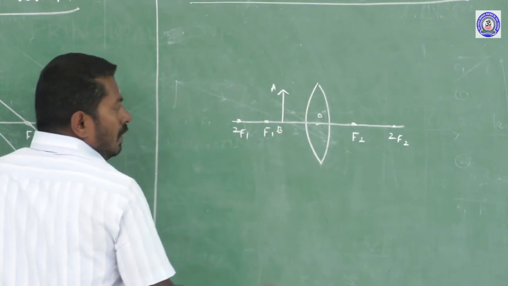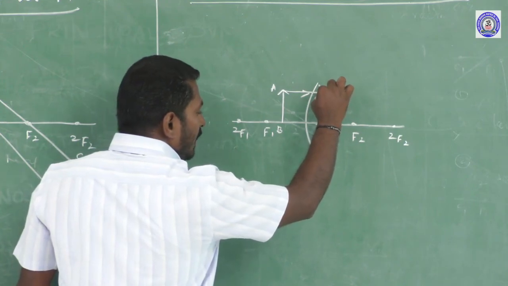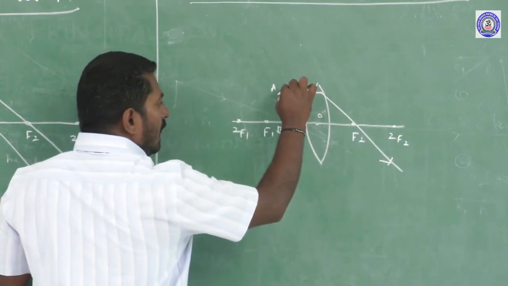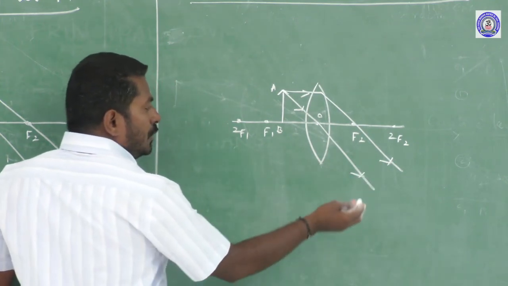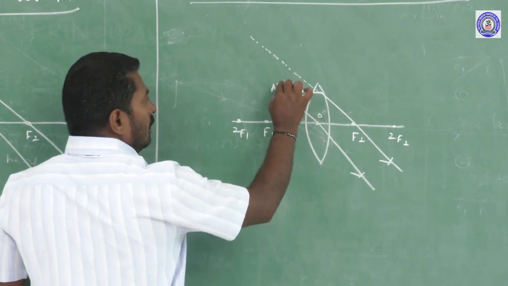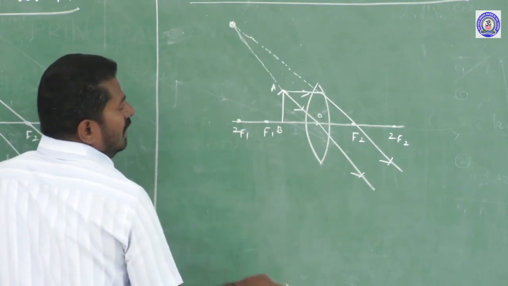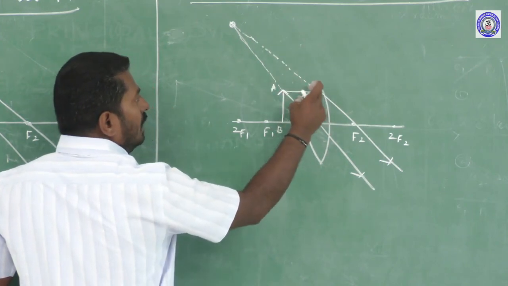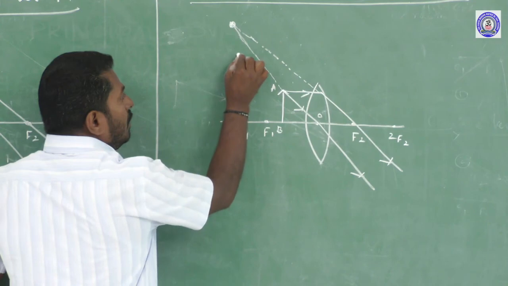AB is the object. One ray coming from the object, which travels parallel to the principal axis, strikes the convex lens. Refraction takes place, and after refraction the refracted ray passes through the focal point F2. Another ray coming from the object passes through the optic center without any deviation and travels along a straight line. These two refracted rays appear to intersect on the same side of the object. This is one refracted ray, and this is another refracted ray. Both appear to intersect on the same side of the object at this point, and the image will be seen. A perpendicular line is drawn from the principal axis to this intersection point.